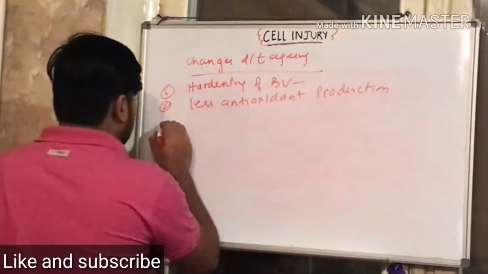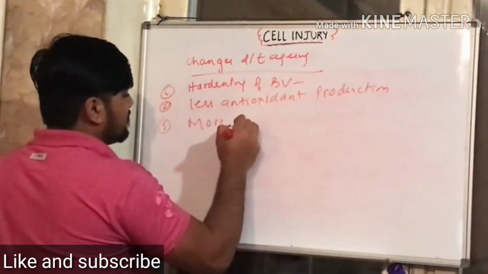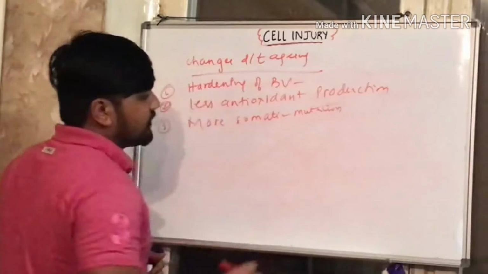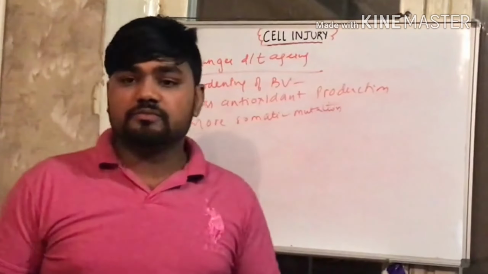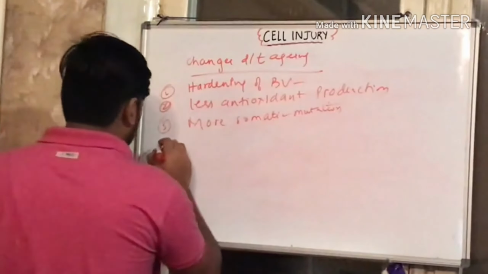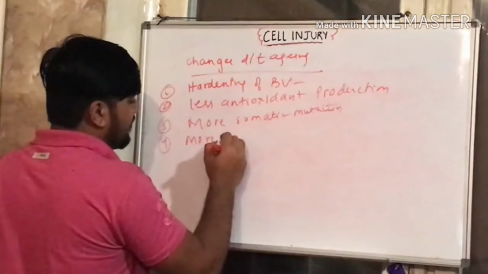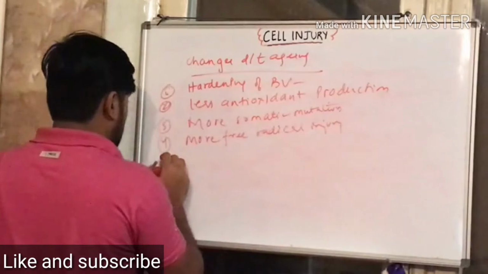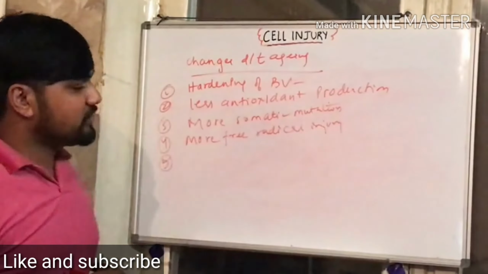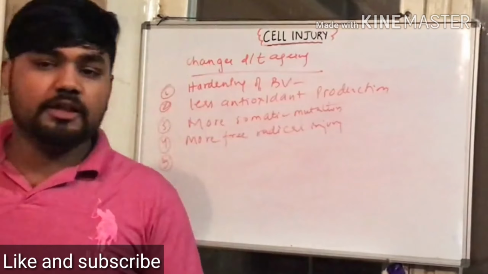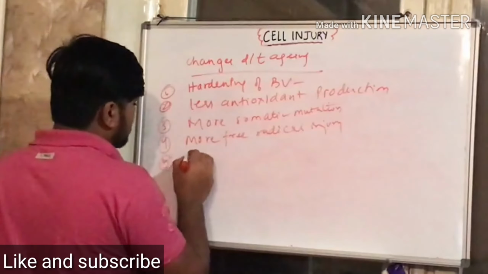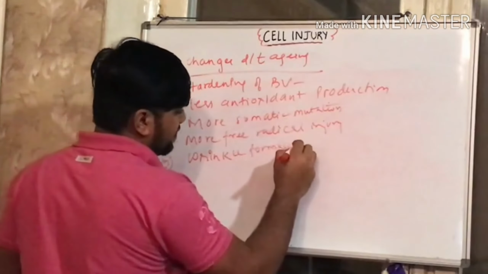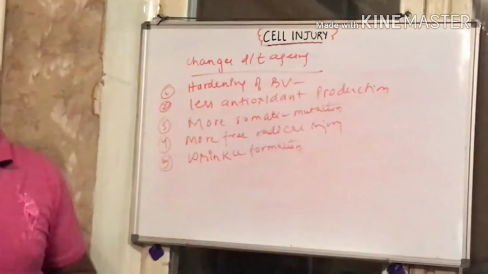Now third one is more somatic mutation. More mutations in the body cells, this is known as more somatic mutations. Now fourth one is more free radical injury. More free radical injury also occurs in the process of aging. Now fifth one, everybody has seen in their grandpa and grandmas, wrinkle formation. Wrinkle formation in Hindi is also known as jhurriyan.